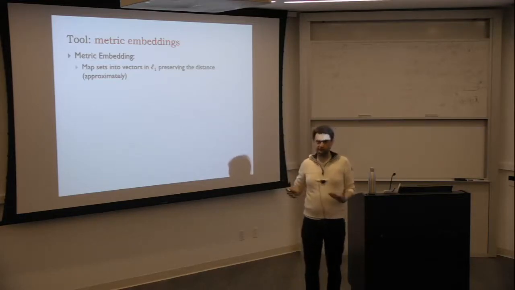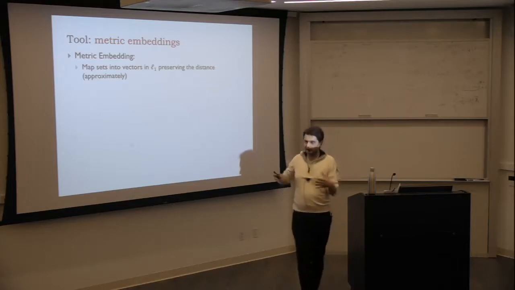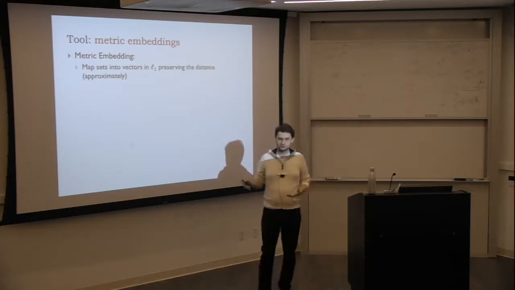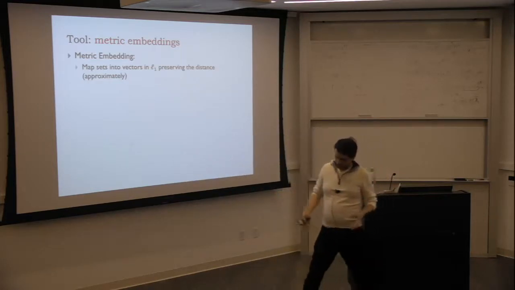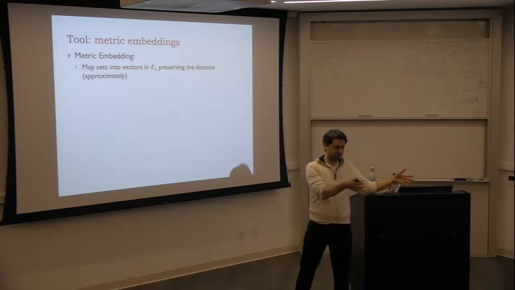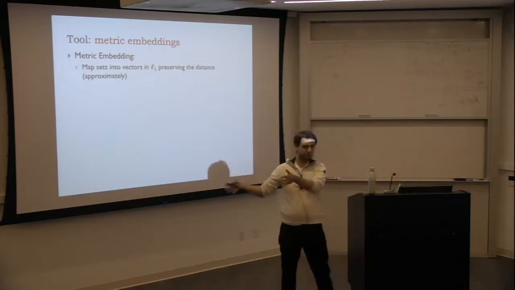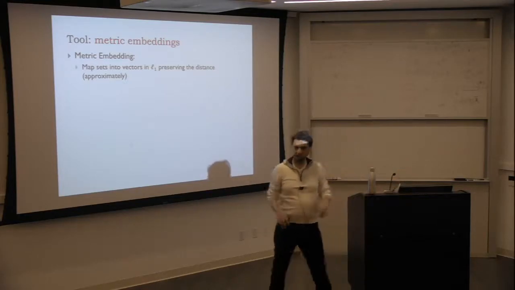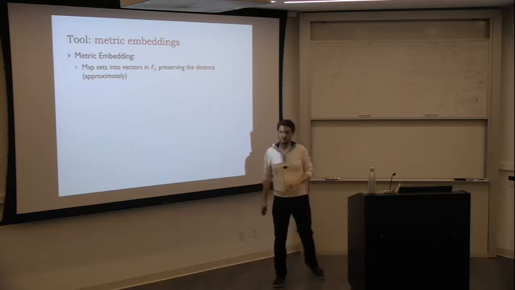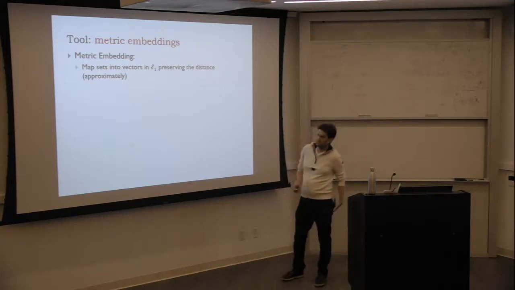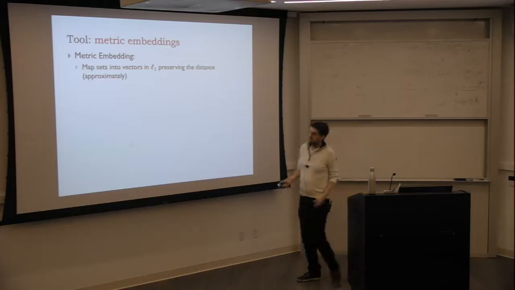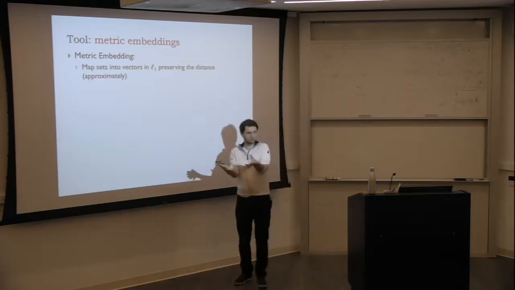Basically, we have a very common notion in math and CS: you have a new problem, you already know a problem you know how to solve, so you try to reduce the new problem to the one you know how to solve. This is what metric embedding really is. It's a geometric notion of reduction from one metric space to another metric space. Formally, it is a function that maps sets into vectors in L1 such that the distance is approximated.